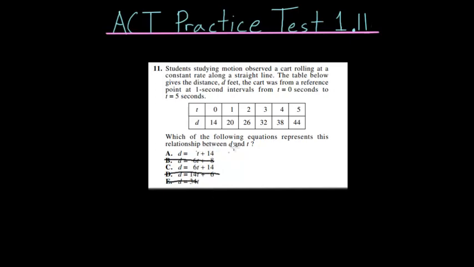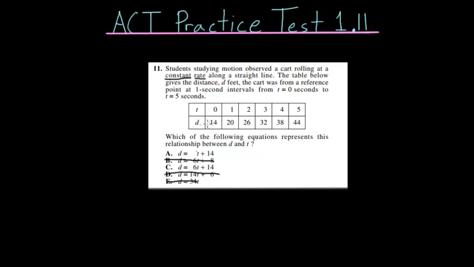Now that we've narrowed this down to just A and C, we know they have the same fixed term at the end, this 14, but now we just have to figure out what the coefficient on t is. Our clue is that we're dealing with a constant rate, and what that means is that for every second, the same amount of distance is going to be added.